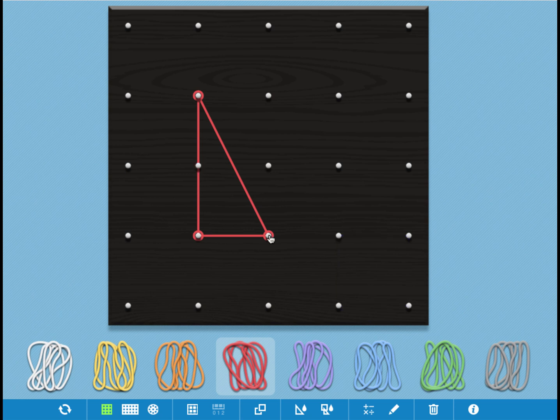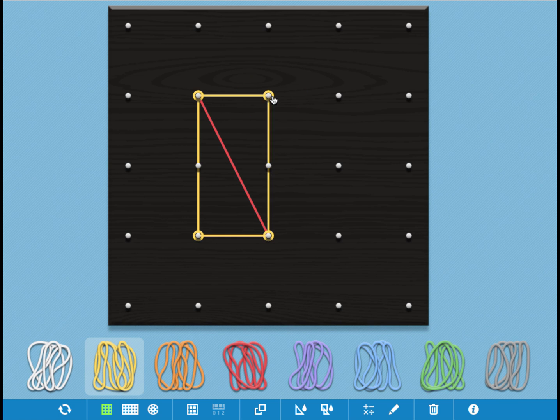Okay, so to figure out how many square units I have, I'm going to try and figure out a way of making this triangle into something that has a bunch of squares. So I'm going to make a rectangle with a new rubber band, and I want that rectangle to have the same height as the triangle, and I want it to have the same base as the triangle, but I want it to be a rectangle instead. And voila, there I am.